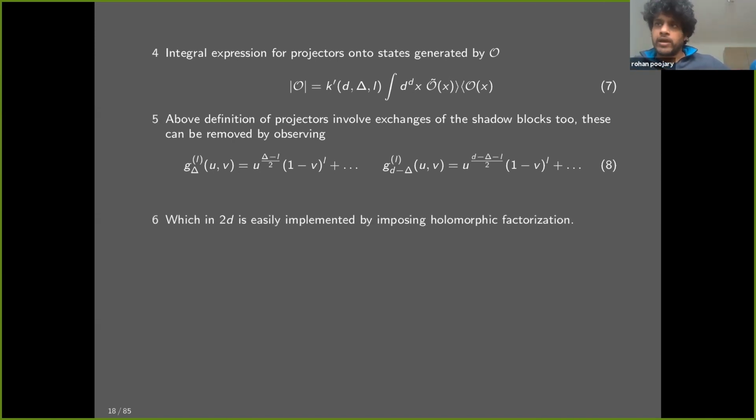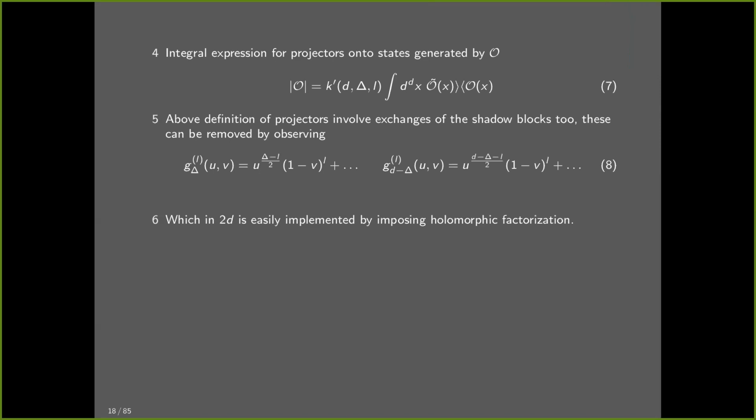And in 2 dimensions, if you simply impose holomorphicity, like if you're looking at the left-moving sector, everything depends on Z, and likewise on Z bar. You basically have eliminated the shadow contributions. In 2D CFTs, it's quite simple.